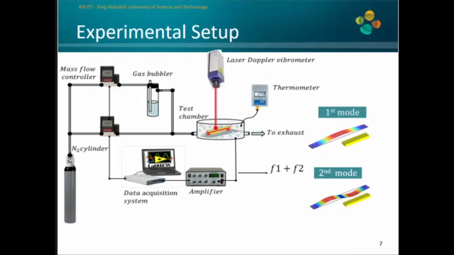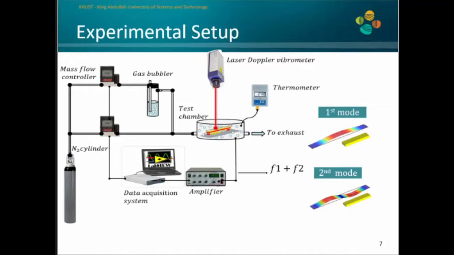Okay? Now, this is the experimental setup that we use to characterize our resonator. We use two flow meters. One controls the saturated line flow, and one is controlling the dry line flow. The ratio between these two flow controllers will determine the gas concentration being supplied to the chamber.